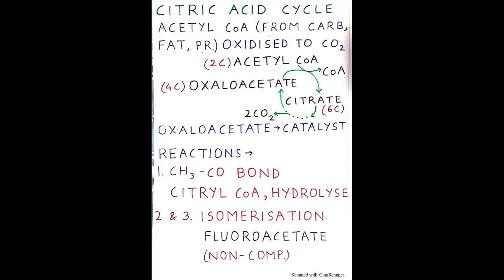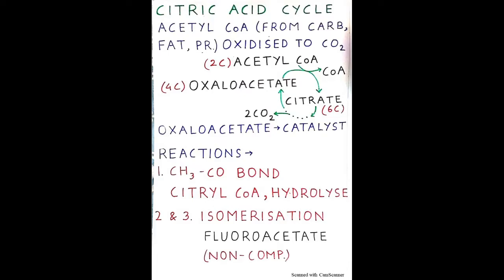In today's session, we shall learn about citric acid cycle or Krebs cycle, which is the final common metabolic pathway for degradation of carbohydrate, protein and fat. Again, this will be a revision for you because you have all learned this in your 10+2 standard.